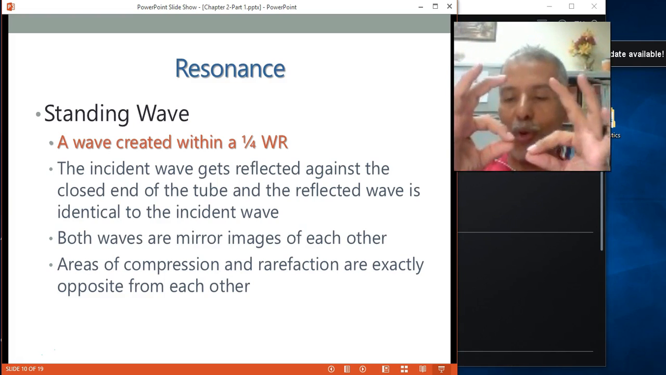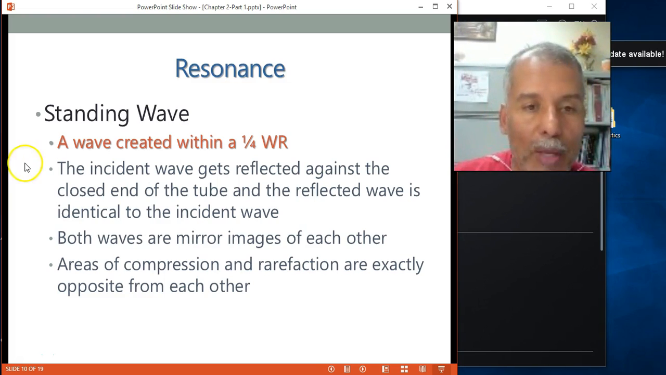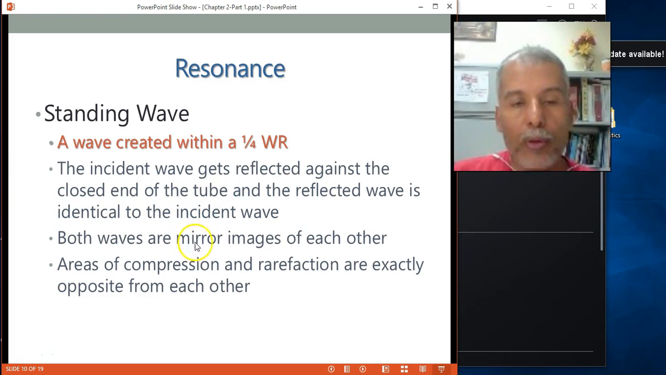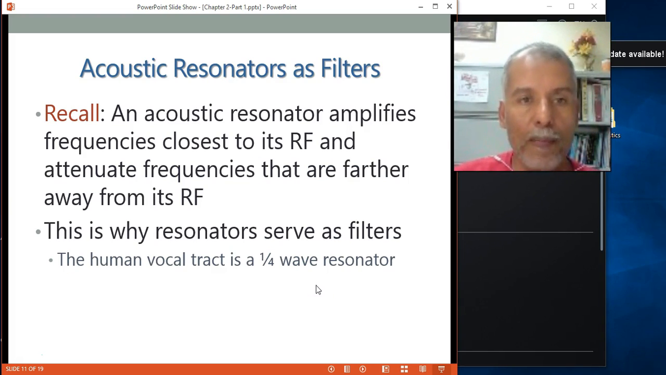This one is not moving, that one is not moving. They are opposing forces. So again, both waves are mirror images of each other. However, the compression and rarefaction are perfectly aligned against each other.